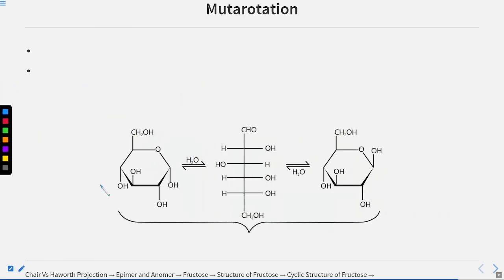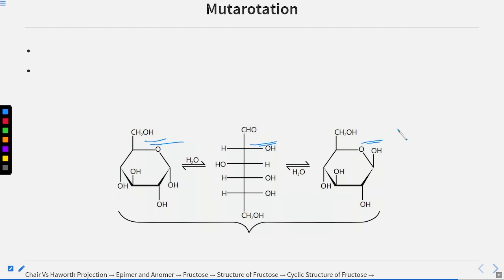Next, what is mutarotation? We know very well that there exists an equilibrium between this, and this. Since it is an equilibrium, it will be true no matter which form we take. If we take the alpha form, it will open and we move to the beta form. There will be some percentage of alpha, some percentage of beta. So there always exists an equilibrium between these three structures.